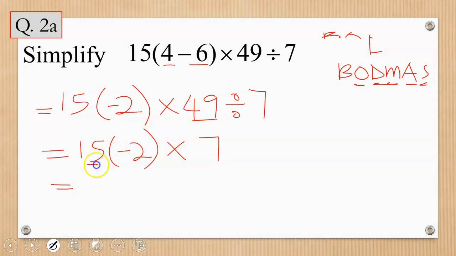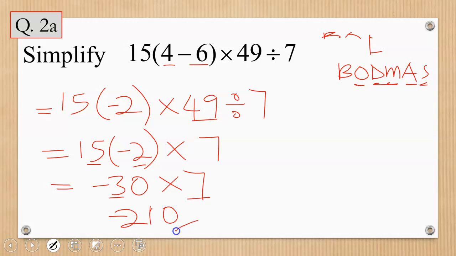So if I multiply this times this, I'm going to get negative 30, then times 7. Now negative 30 times 7 will just give us the answer. So we can say 3 times 7 is 21, and then we attach our 0. That's negative 210. So that becomes the answer for this arithmetic simplification.